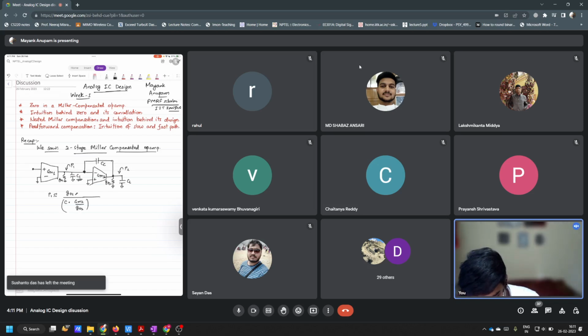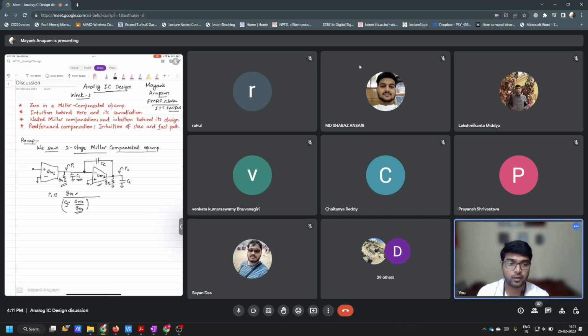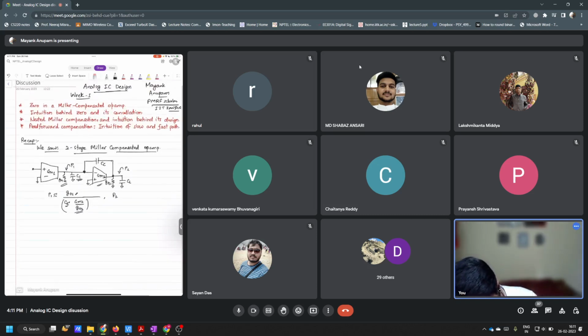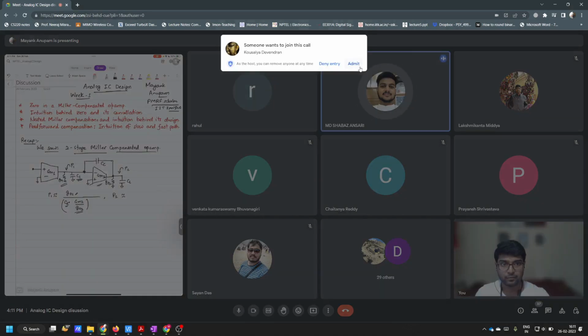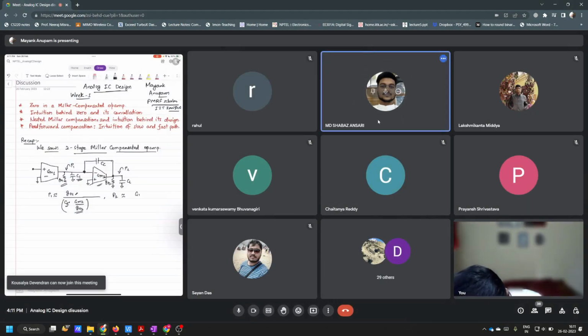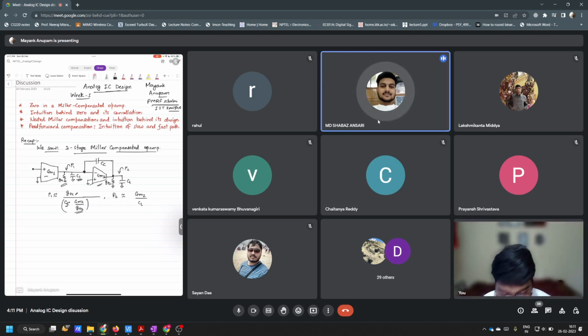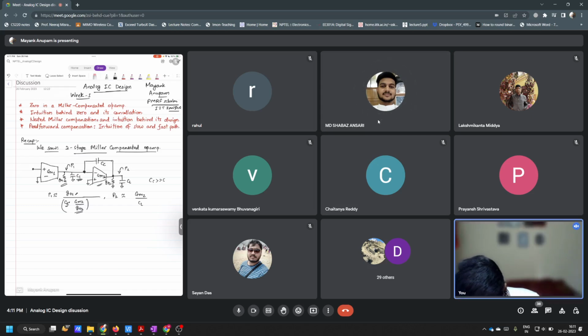It is GO1, the output conductance of the first stage, divided by the capacitance CC, multiplied by the DC gain of the second stage. Fine. Now can anyone tell me the approximate location of pole P2? It's GM2 by CL, approximately, right? This is under what approximation, by the way? CC is much greater than C1, right?